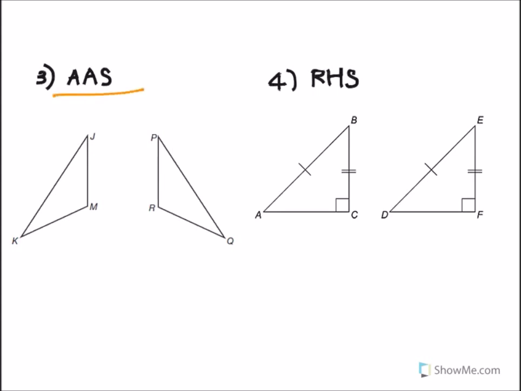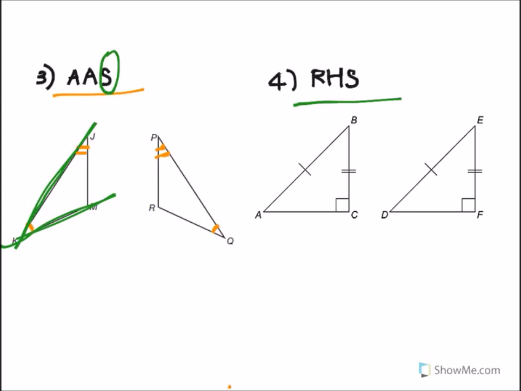Next, AAS, angle, angle, side. So 2 triangles are congruent if 2 angles and a side of one triangle are equal to the 2 angles and the matching side of the other. In this case, it doesn't really matter where the side is positioned. So let's say I've got those 2 angles that are the same. This S, it doesn't matter if it's the included side or the adjacent side, as long as there's a side, it's okay.